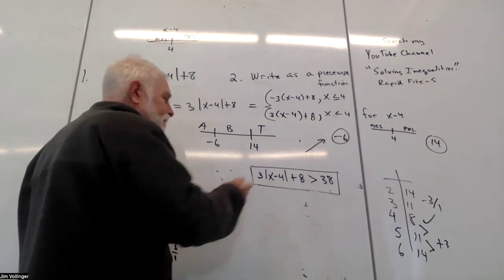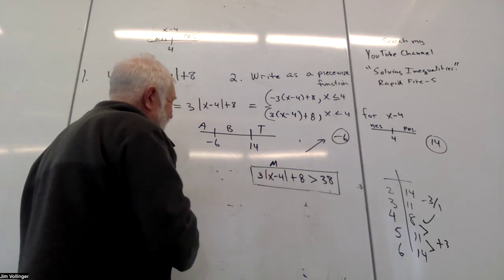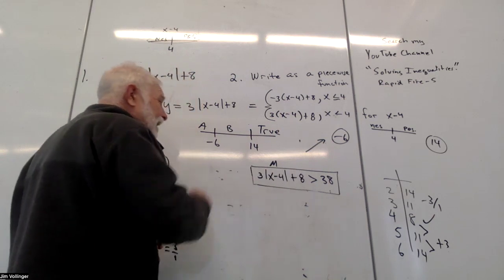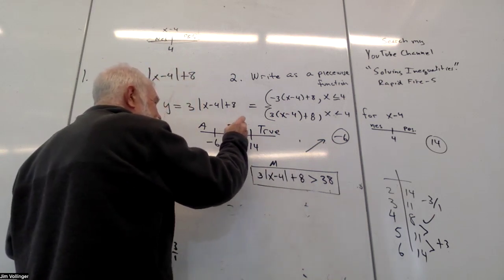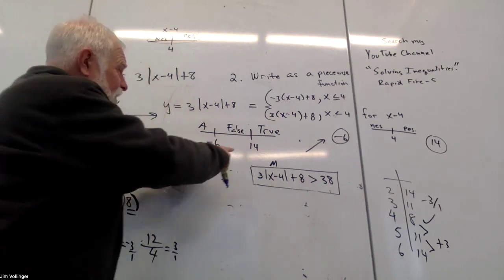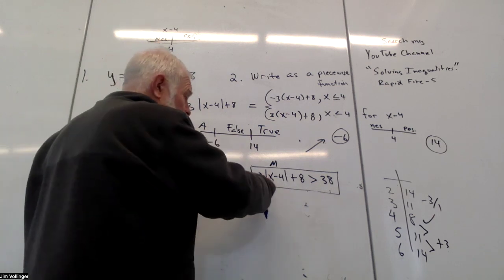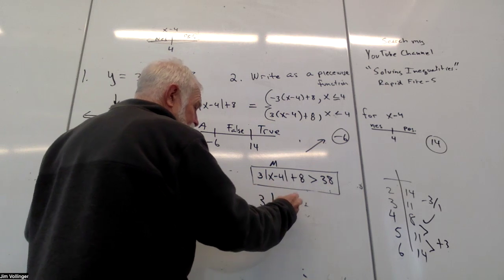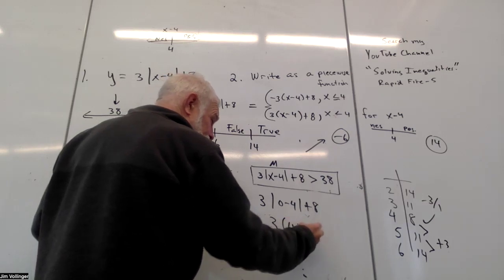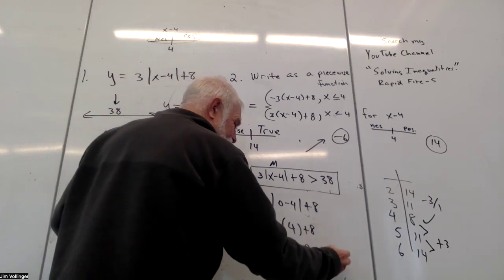I like to try 1,000,000. 3 times 1,000,000, remember it's positive, plus 8. I get a figure, that's true. And I've got a feeling this is false without looking at it. But let's find out. Let's pick a number between -6 and 14, and 0, you say, yes. Let's put 0 in. 3 times the absolute value of 0 minus 4 plus 8. Let's see what that equals. That's equal to 3 times 4 plus 8, which is equal to 20. And 20 is not bigger than 38.